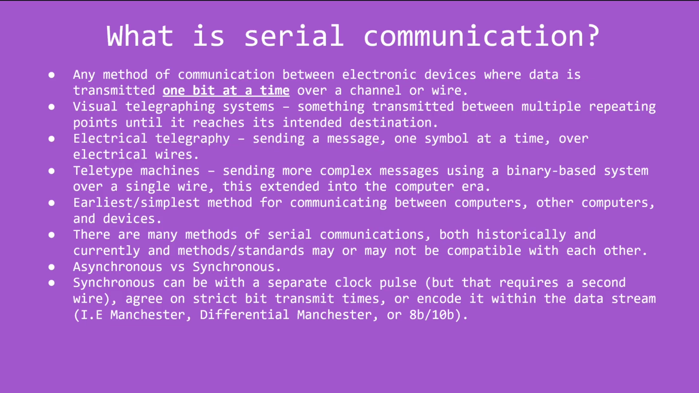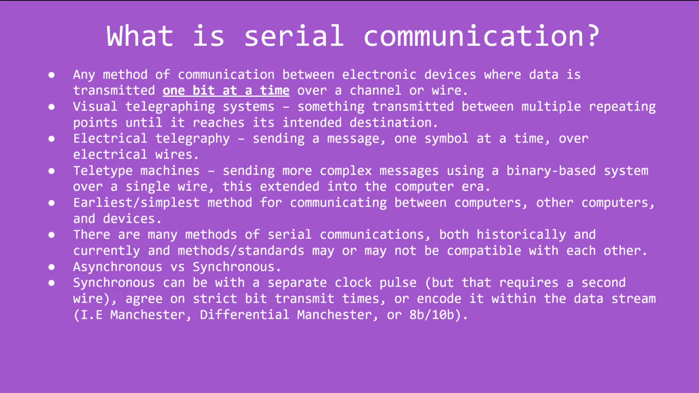When electric telegraphy arrived, the system had to transmit a single symbol at a time, which of course could be repeated. And this is one of our earliest examples of essentially a binary system, either dots or dashes. Teletype machines took that even further. The machines took over the actual mechanism of transmitting and receiving. It could be a lot faster, and messages could be much more complex.